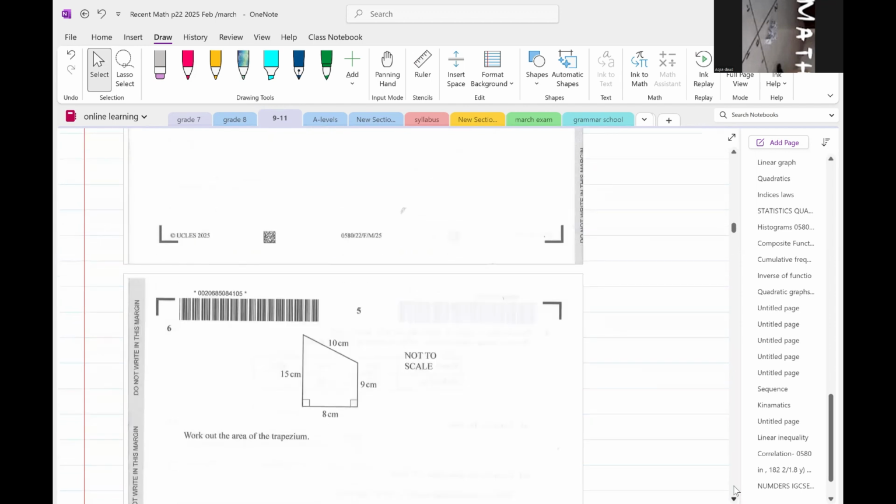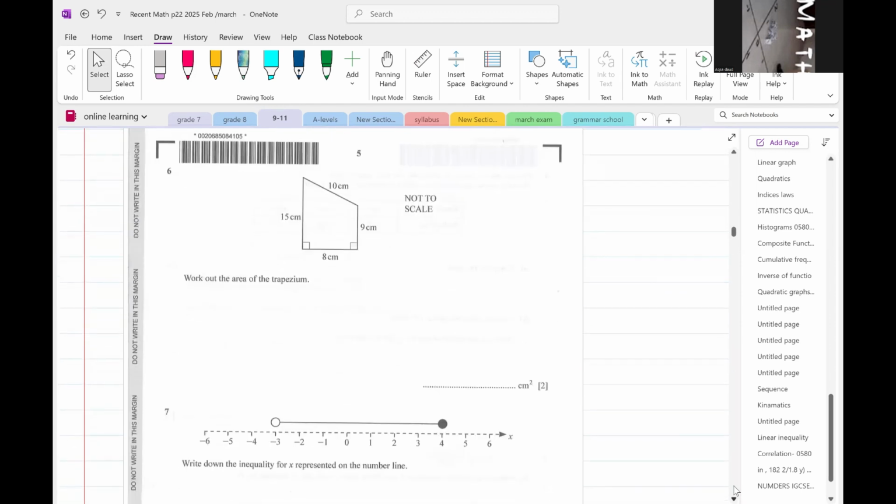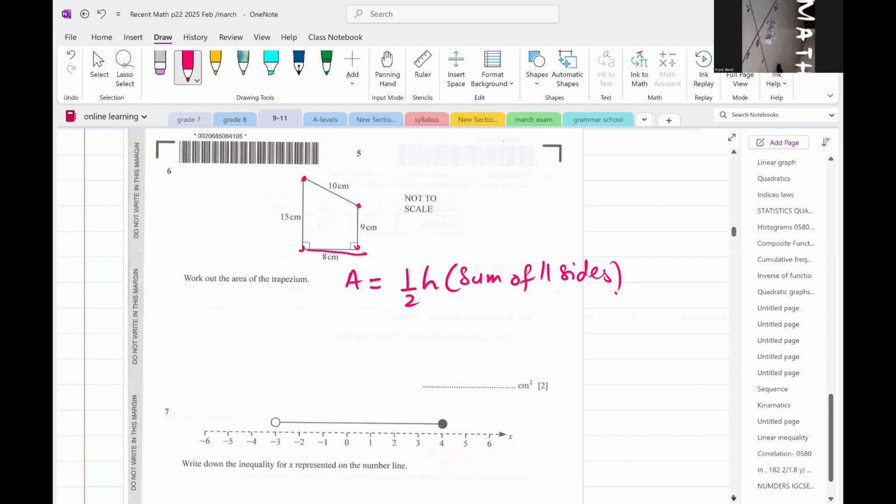Okay, question number 6. Work out the area of the trapezium. Area of a trapezium is half times height times the sum of parallel sides. So these are the parallel sides, and this is the height. Keep that in mind: height is in between the parallel sides.